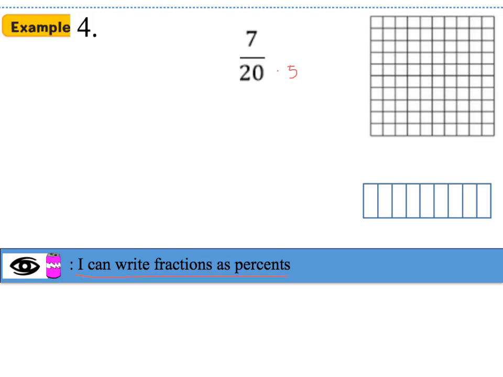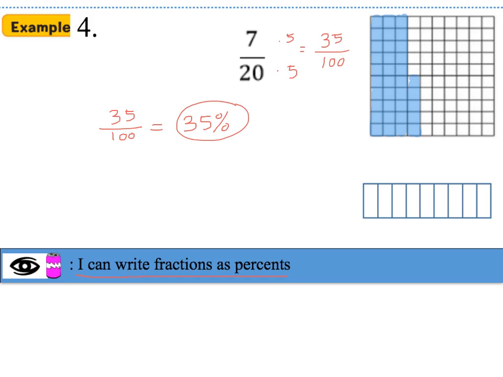And if I do that to the bottom, I should also do that to the top. So my numerator becomes 35, and my denominator becomes 100. So 35 over 100 is the same as 35%. Now using the 10 by 10 grid, this is what 35% looks like.